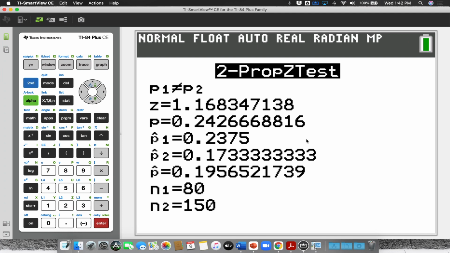Oh, they do give us the pooled one. The one below p hat 2, 196. That's our pooled one, right? 196. They must have updated the software, so they just put that automatically in there. They don't make you choose whether you want to pool or not. Okay.